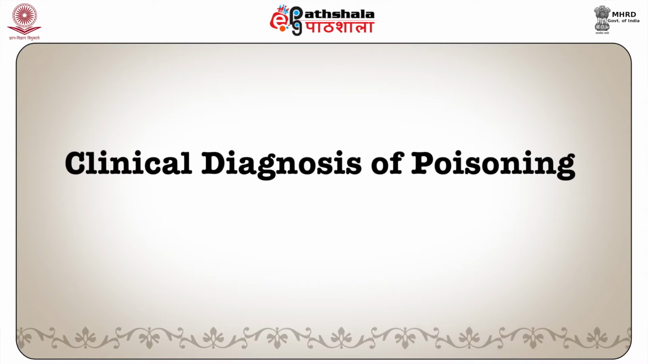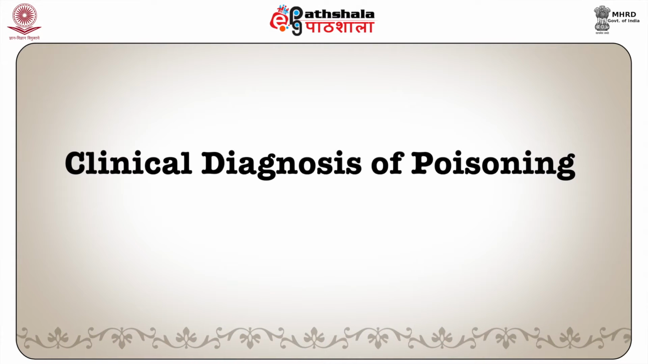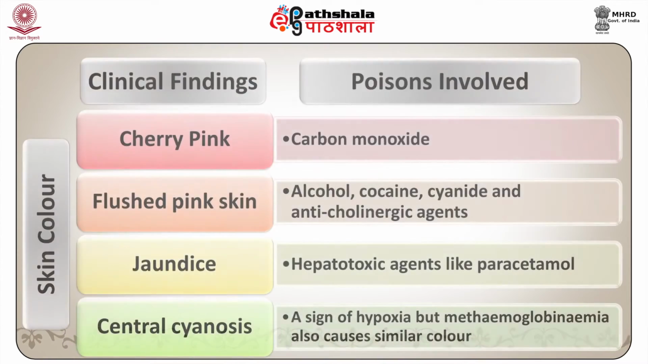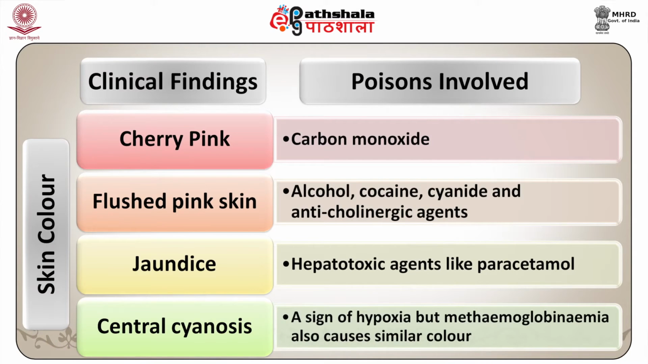Next is clinical diagnosis of poisoning. Students, in this table on one column we have the clinical findings and on the second column we have shown the poisons that are involved in the clinical diagnosis of poisoning. First is the skin color in the clinical finding.